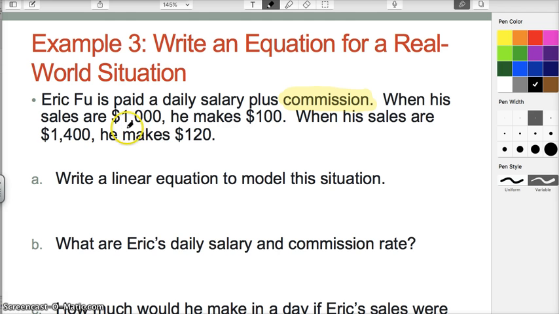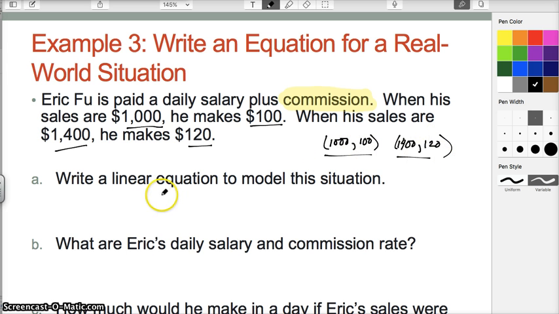So what you have to realize sometimes is that when you're given information that's related, here I have this number depends on this, and this number depends on this, meaning the amount that he takes home is dependent on his sales. I see that I have a dependent and independent variable. The independent variable is this first thing, this 1,000. So that goes first. Remember, x is the independent variable and y is the dependent variable. So $1,000 leads to $100, or $1,400 leads to $120.